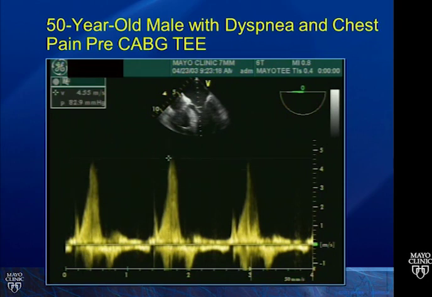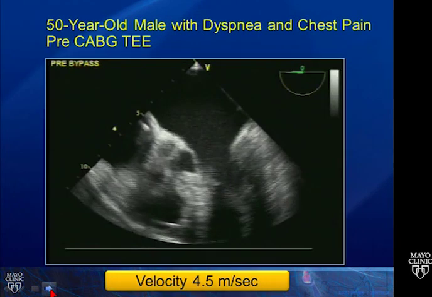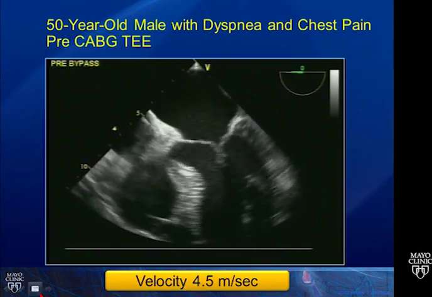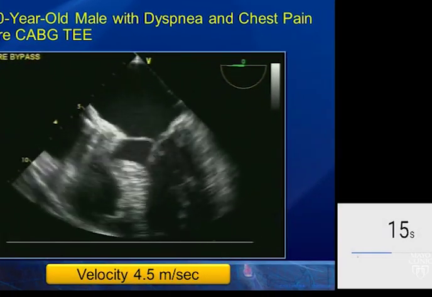I don't know how well you can see that. It's 4.55 meters per second. Go ahead and key in your answer now to what you think is going on with this transesophageal echocardiogram. And I'll display the image again. I know you can see it on your portal as well.